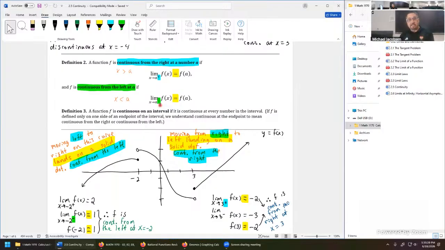But the refresher here is, it's kind of easier to spot just on a graph. Continuous from the left, by what this information is saying, is if we move through the curve going from left to right, landing on a solid dot, that's the critical part there, you have continuity from the left. We go from right to left and we land on a solid dot, we call that continuity from the right. And again, continuity from the right on this one, because the right-hand sided limit agrees with the function value.